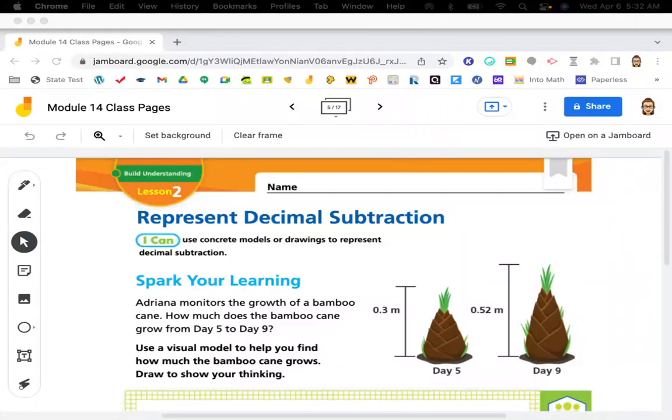Hello, my mathematicians. Today we are looking at Module 14, Lesson 2, which is all about representing decimal subtraction. Hopefully by the end of this lesson, you'll be able to use concrete models or drawings to represent decimal subtraction.